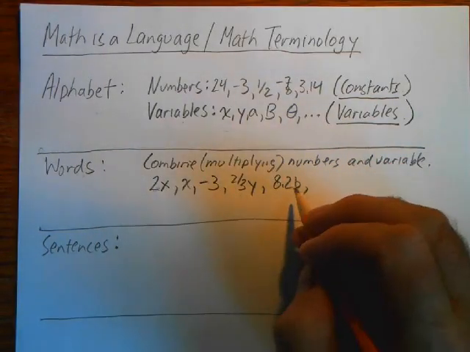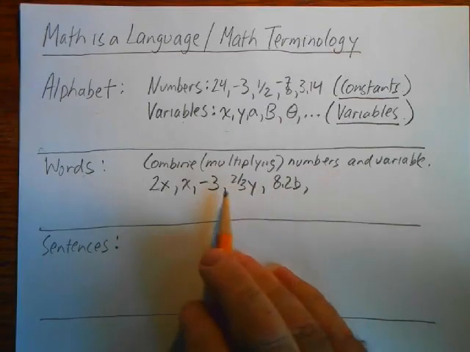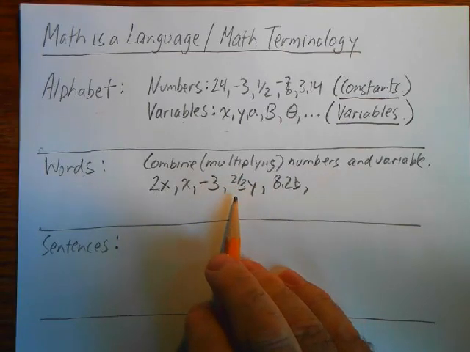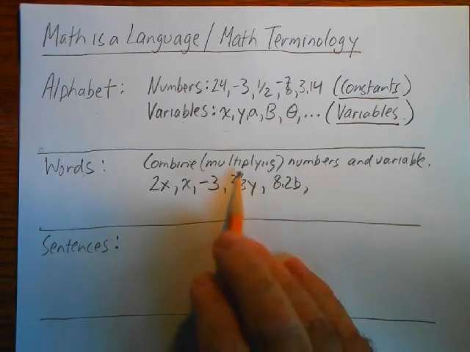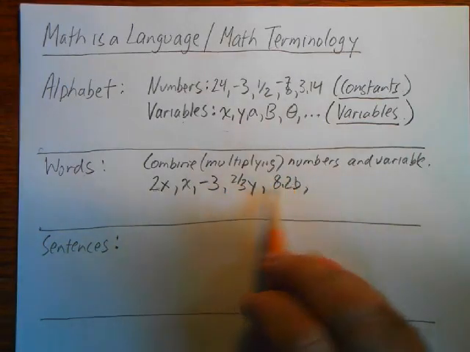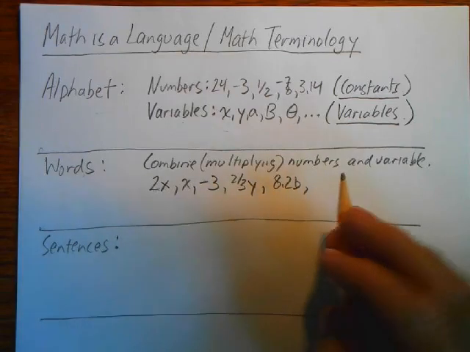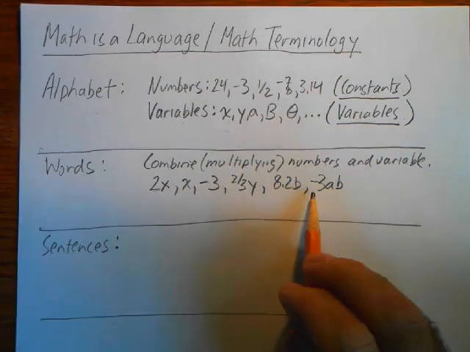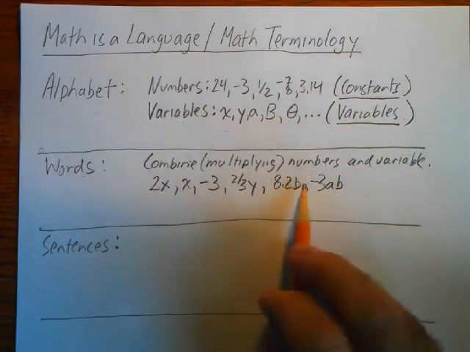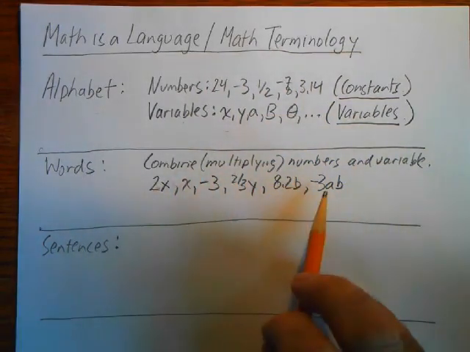And we could combine, if we had 2 numbers, if we multiply them, it just creates another number, right? So we only really see one number. I'm including fractions as one number. But we could also have more than one variable. For example, -3ab. So that's -3 times a times b. That's a math word.